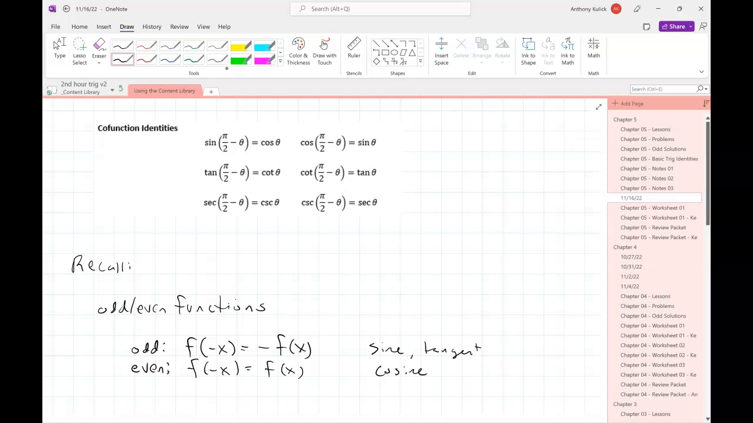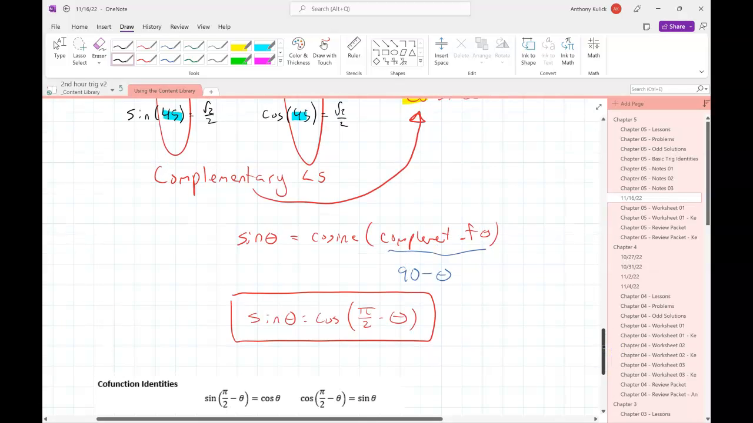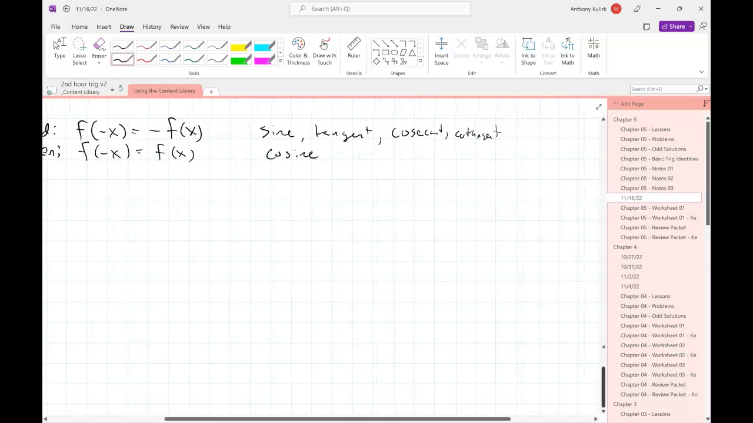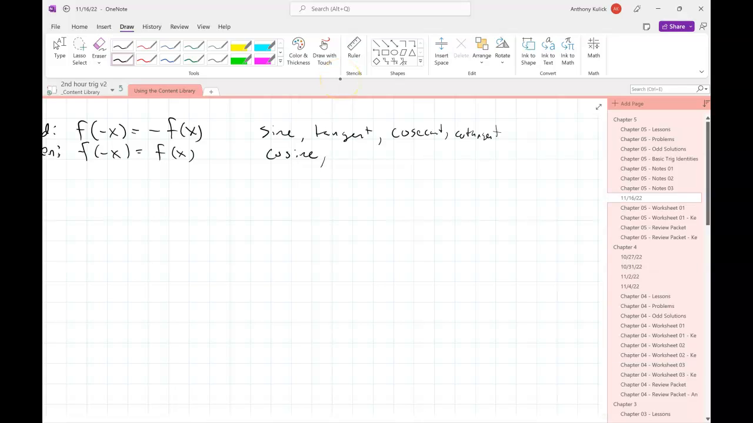And since sine and tangent were odd, their reciprocal functions, cosecant and cotangent, also have to be odd. And the reciprocal function for cosine, secant, has to be even.